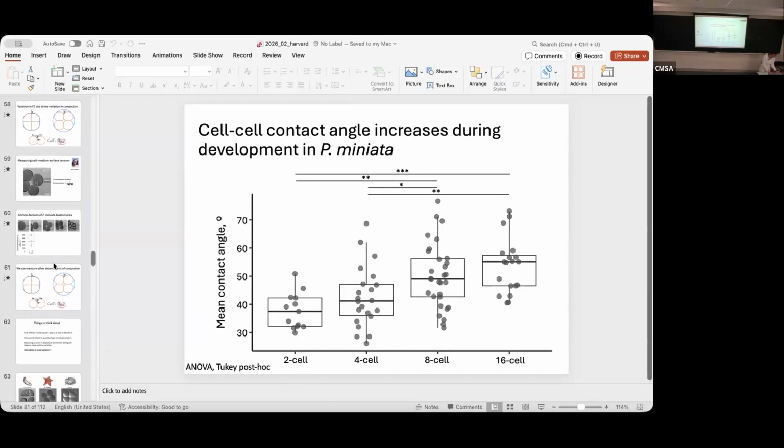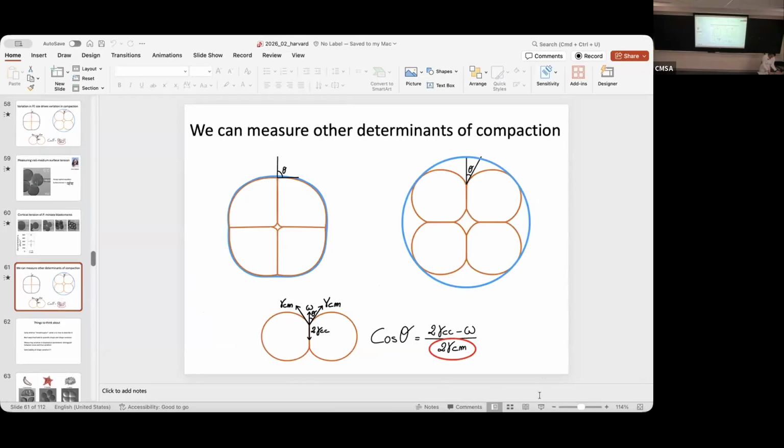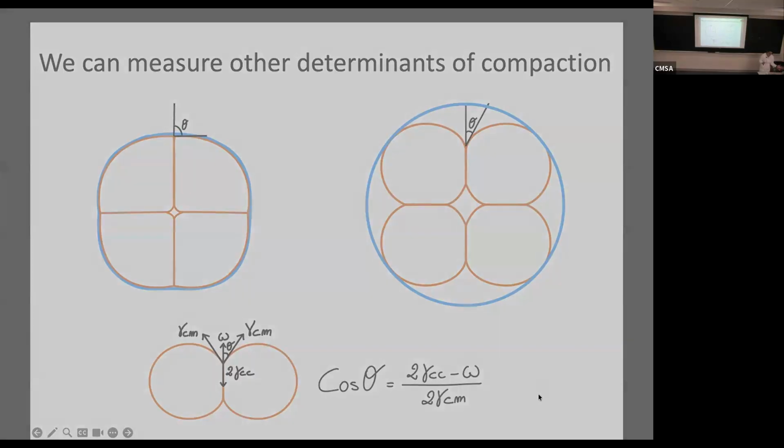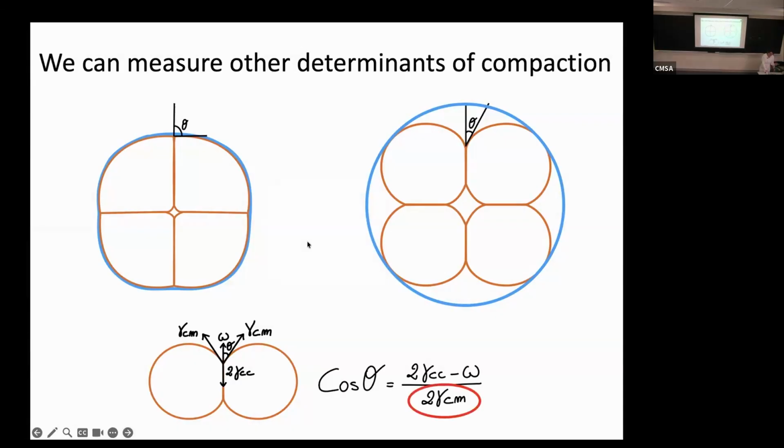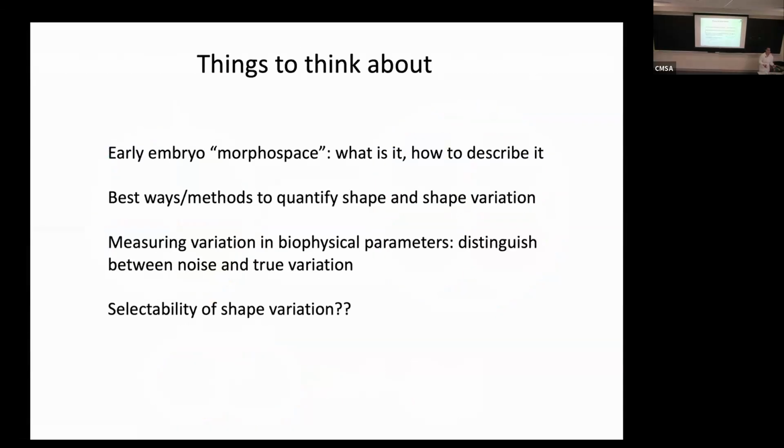Okay, and then basically this is what I wanted to say here, right? So we can measure these things in these embryos. The question is, how can we measure variation of these parameters, right?